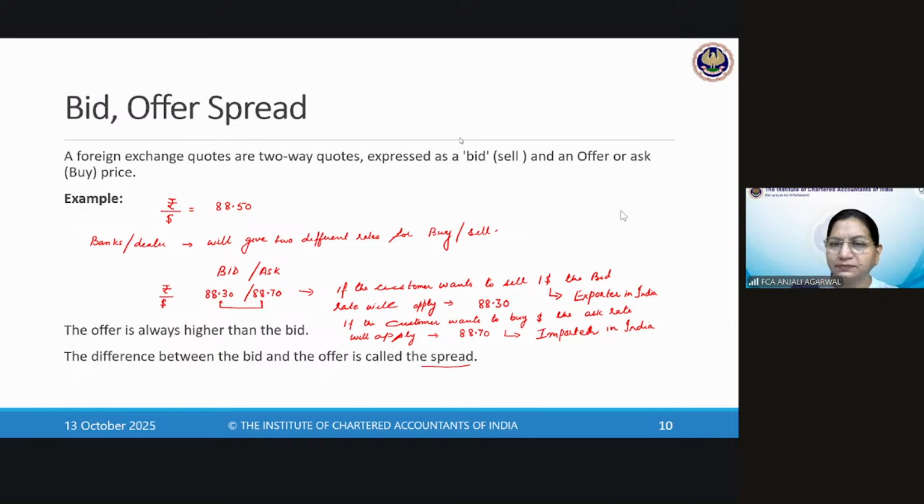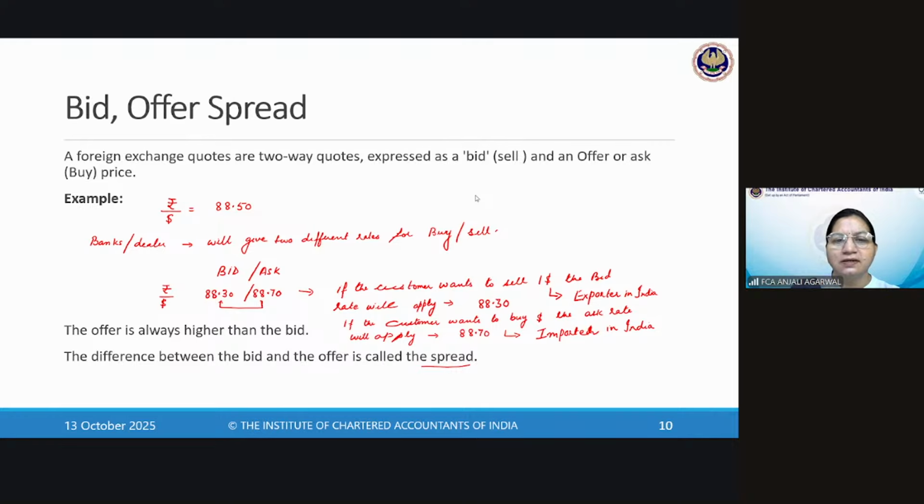I'll explain again. The quotes are expressed in two ways. One is the bid and the other is ask. Bid may also be called sell and the ask may also be called buy. These are the rates which are offered by the banks. Okay, Prithviraj, you are not able to speak. It's okay. I'm trying to explain again.